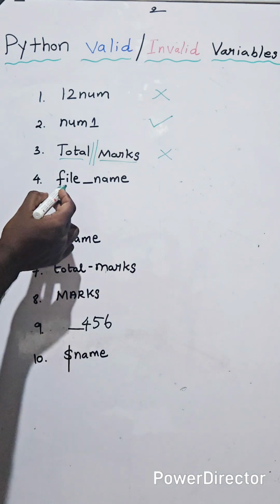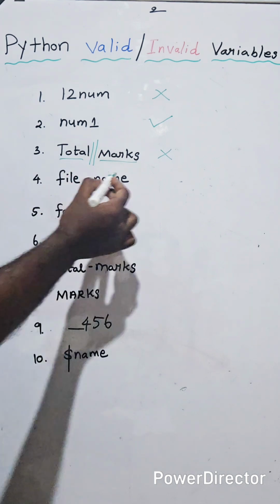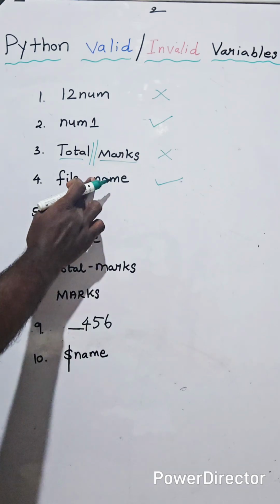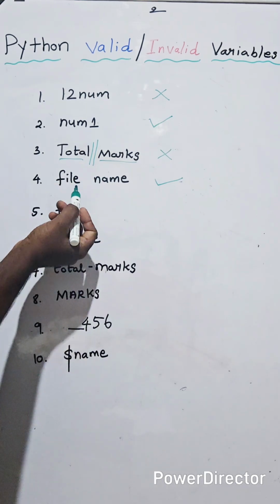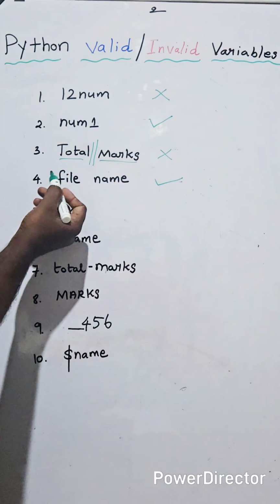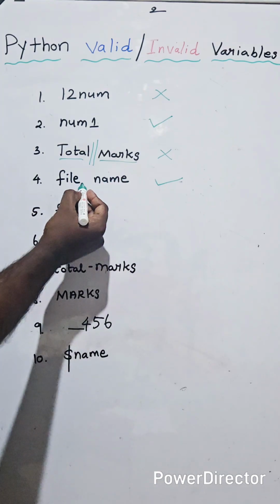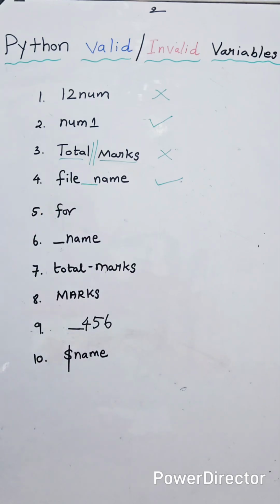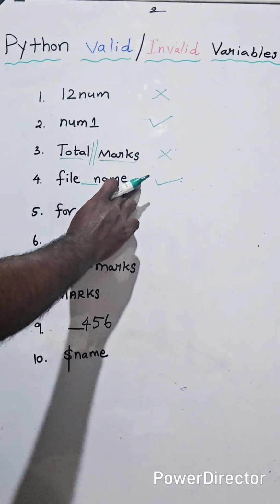The next one is a valid variable. Why? Because it uses an underscore. This is two names, file one name and name another name, so they are joined using an underscore. So using an underscore, the variable is valid.